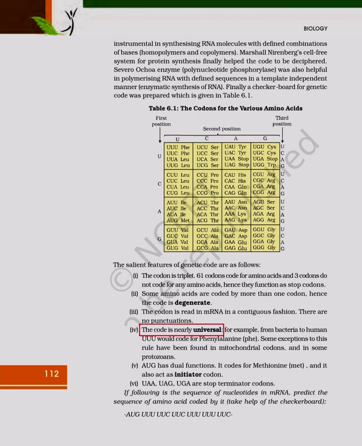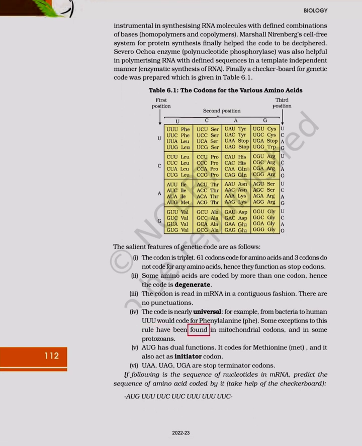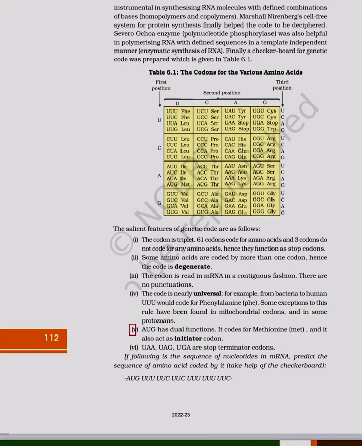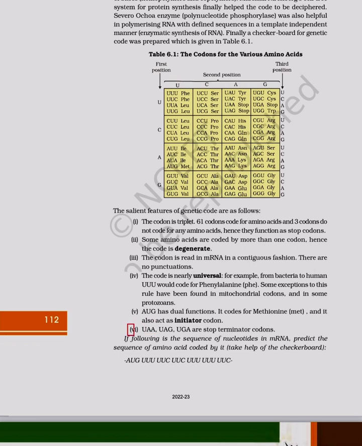Four, the code is nearly universal. For example, from bacteria to human, UUU would code for phenylalanine, Phe. Some exceptions to this rule have been found in mitochondrial codons, and in some protozoans. Five, AUG has dual functions. It codes for methionine, Met, and it also acts as initiator codon. Six, UAA, UAG, UGA are the terminator codons.